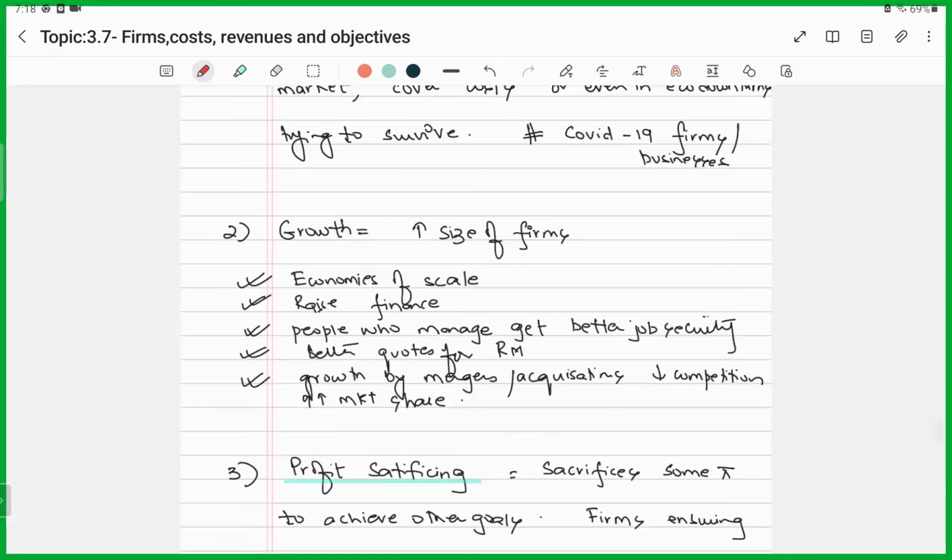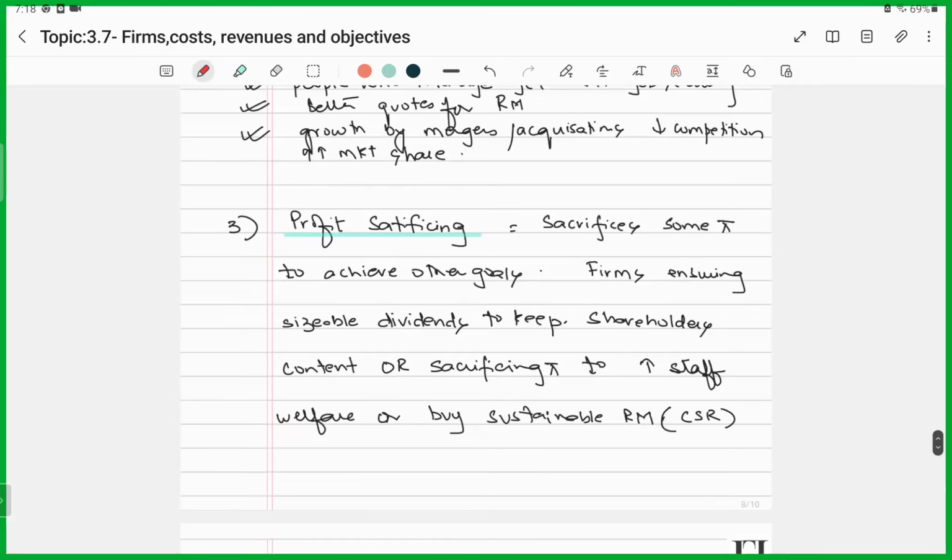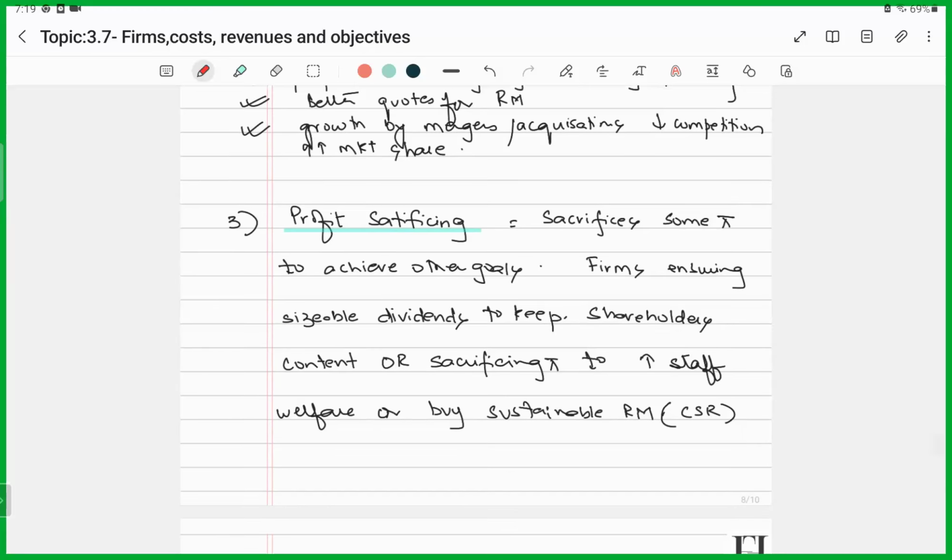Profit satisficing is when firms sacrifice some of their profitability to achieve other goals. Now, it could be social welfare, or it could be firms ensuring sizable dividends to keep shareholders contented, or maybe they are sacrificing their profits to increase staff welfare, or buy sustainable raw material in order to incorporate CSR, corporate social responsibility, right? Environmentally friendly methods.